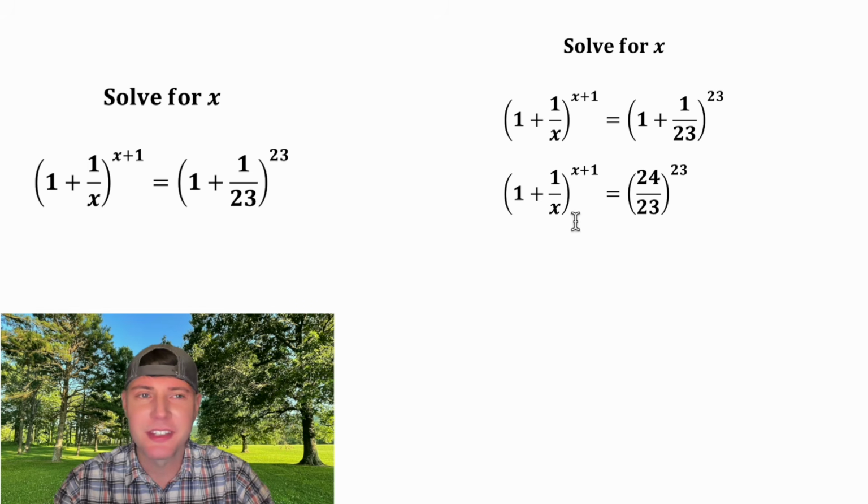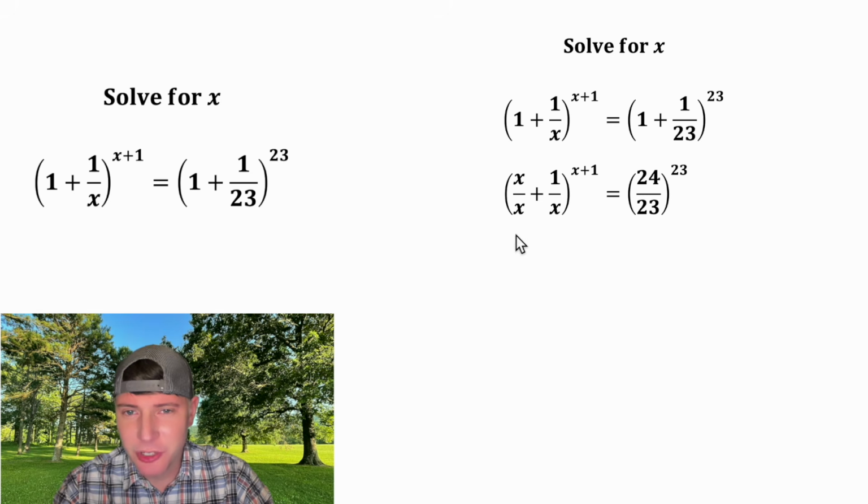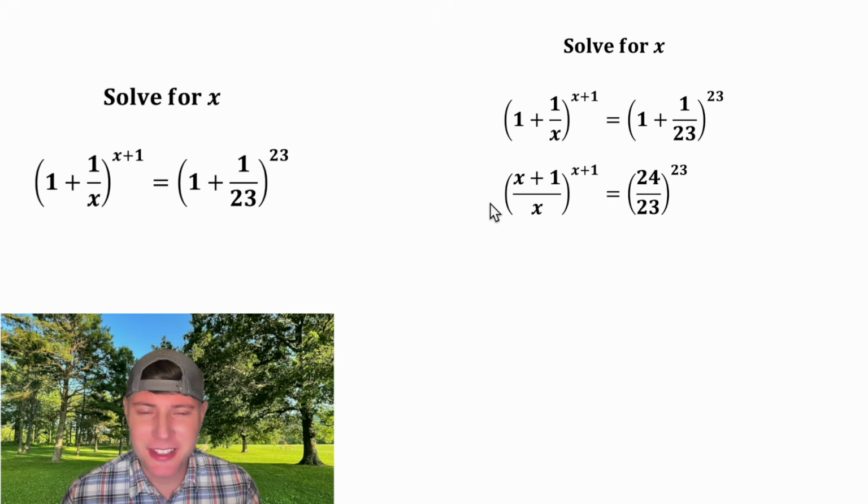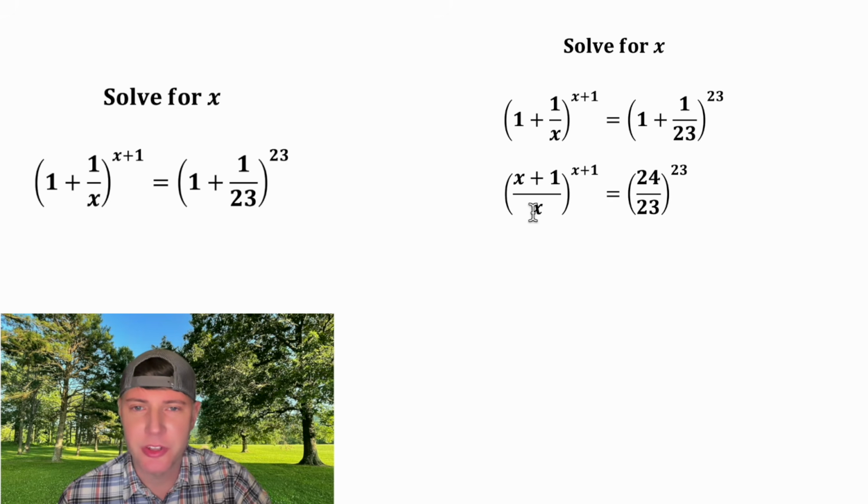Now for this one, it's the same idea. We have to give them a common denominator. So we're going to rewrite this 1 as an x over x. And then x over x plus 1 over x becomes x plus 1 over x. And that's the end of the first step. So on the inside, this is 1 larger than this. And this is 1 larger than this. So that's promising. But the problem is these two match, but these two do not match. So how are we going to fix this?